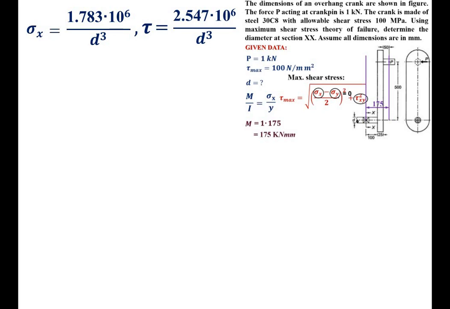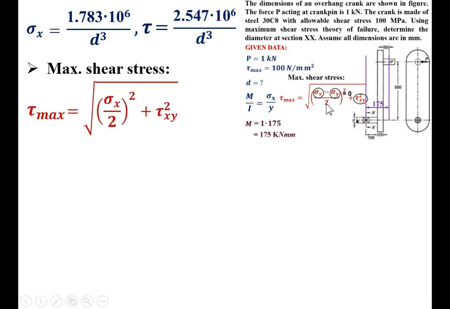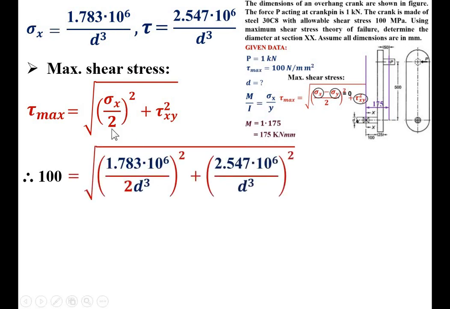Now I am going to find tau max. Maximum shear stress tau max is equal to the square root of (sigma x by 2) squared plus tau square xy, because sigma y is 0. Now put sigma x and tau in this equation. The allowable maximum shear stress is given as 100 megapascal, so I can put 100 is equal to the square root of (sigma x by 2) squared, where sigma x you know, plus tau square, which you know. Now if you simplify this equation, you will get d.